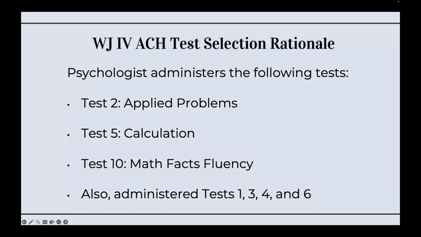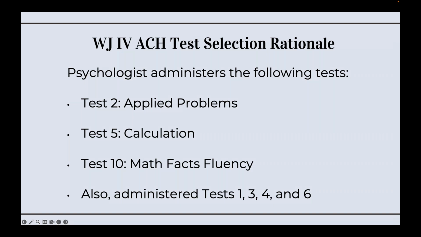They followed a selective testing model, so they picked out tests that they believe would best fit the referral concerns in the child's presentation. Based on the WJ4 Achievement Examiner's Manual, they determined that the broad mathematics cluster would be reasonable to use as a form of investigation because it provides a comprehensive measure of math achievement. It spans applied problem solving, number facility, automaticity, and quantitative knowledge.